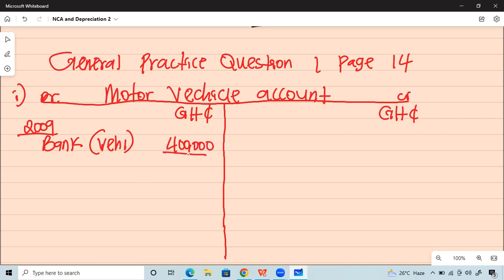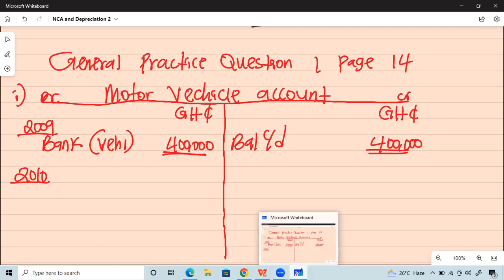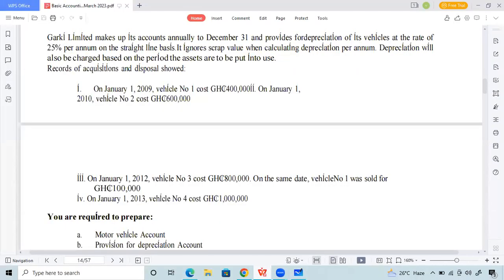Then we can close the account and say what? Balance was carried down, which is 400,000 as well. We can go to the next year, which is 2010. Even though there's no transaction, you must still record 2010.